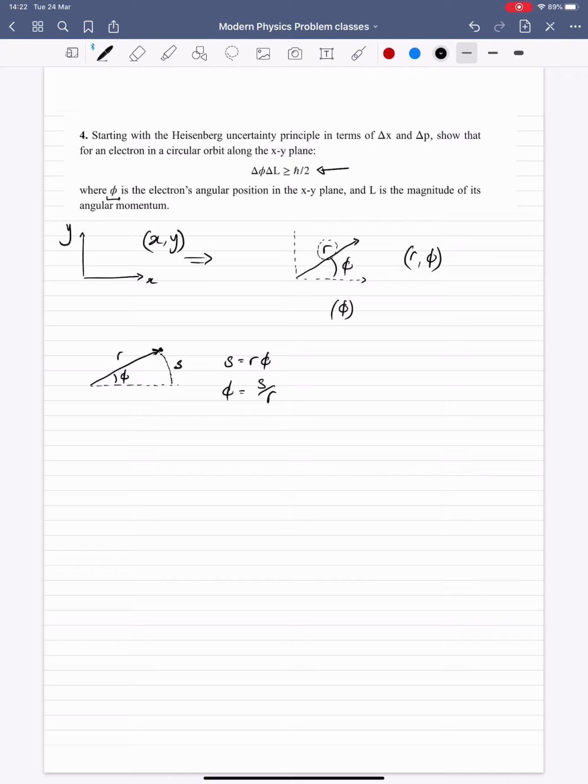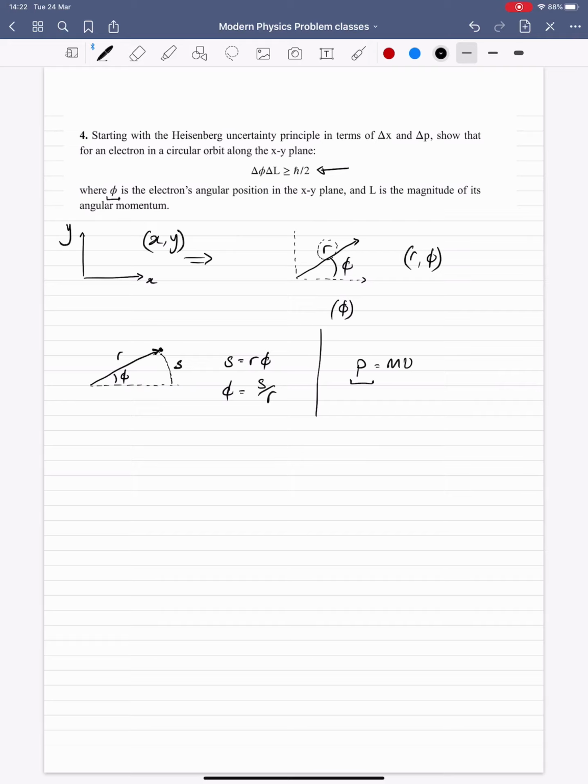And equally, because we're dealing with non-relativistic cases, we can just take the momentum of our particle to be the mass times its velocity. We don't need to worry about the relativistic effects in momentum. We don't need to care about gamma or anything like that.